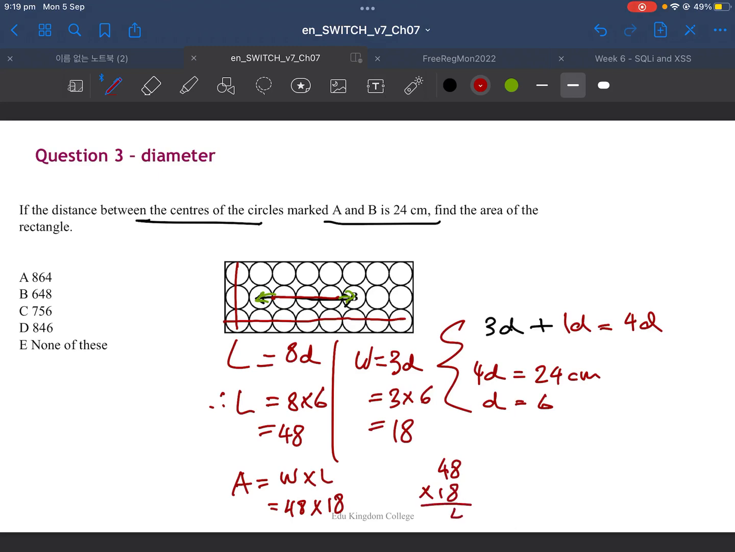8 times 8 is 64. 48 times 4 times 8 is 32, plus 384. 1 times 8 is 8. 1 times 4 is 4. So we add it. Oops, I'm running out of space. It's 864. So I'm going to write that here, 864. So we've got our answer, 864 square centimeters, which is option D.